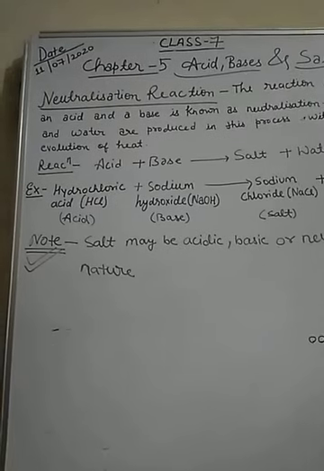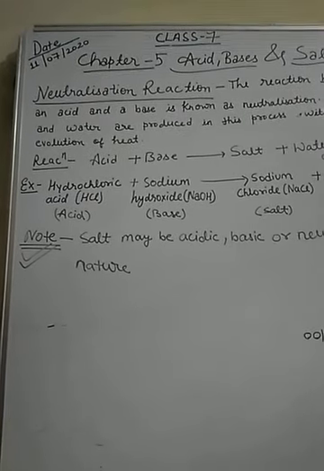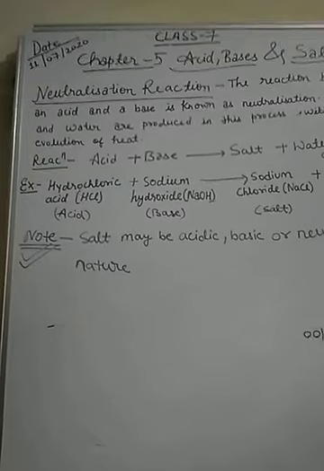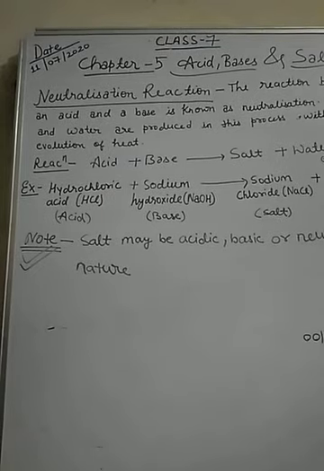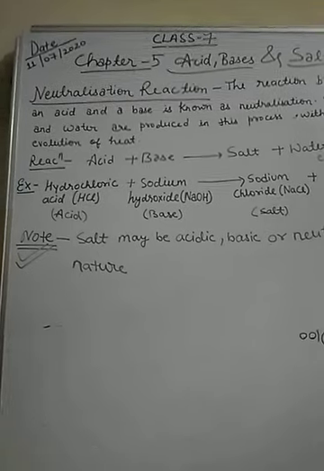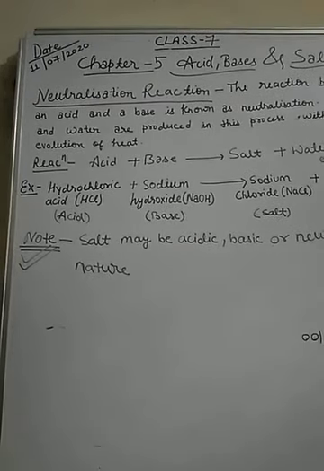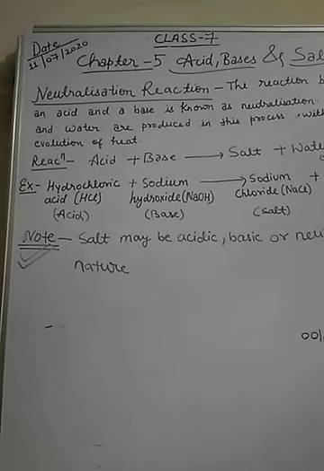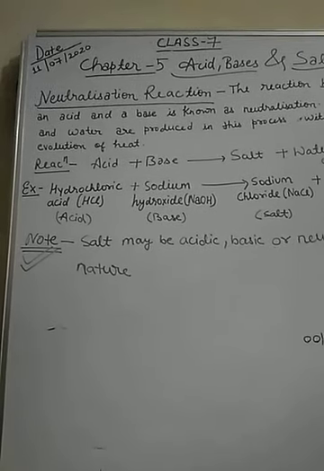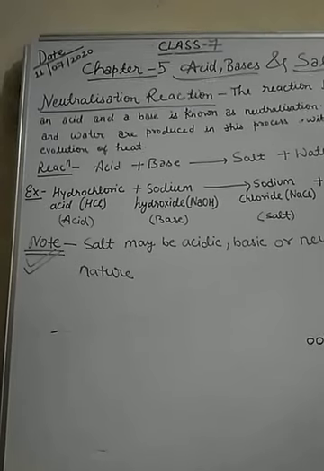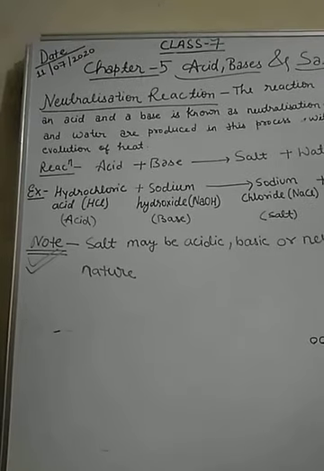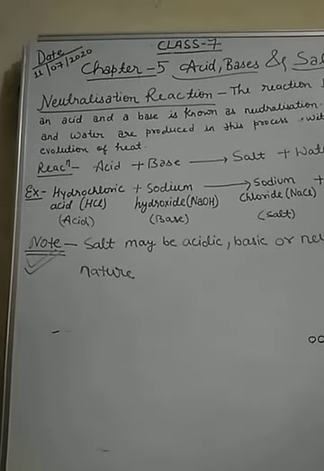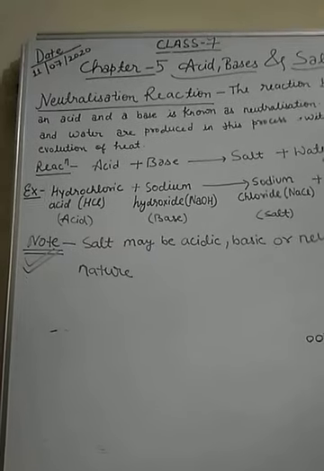So children, in the previous lectures, we have discussed the indicators, and you have studied that when indicators are added to an acid or basic solution, the color of the solution changes. By observing the change in color, you can determine whether the given solution is acidic or basic in nature. Different indicators give different colors, or sometimes the indicator does not change its color in the acidic or basic solution. So by observing carefully, you can determine whether it is acidic or basic in nature.